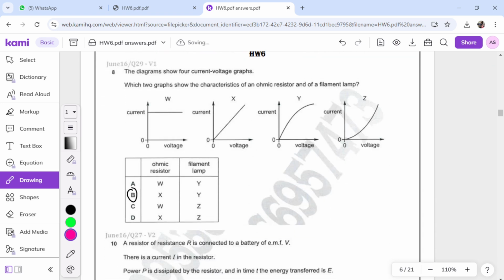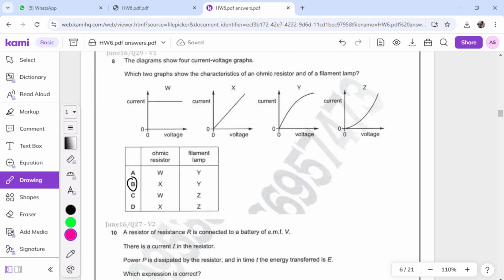Okay? Two methods. The diagram shows 4 current-voltage graphs. Which two graphs show the characteristic of an ohmic conductor? An ohmic conductor must be a straight line. A filament lamp curves toward V. So the answer is X and Y.